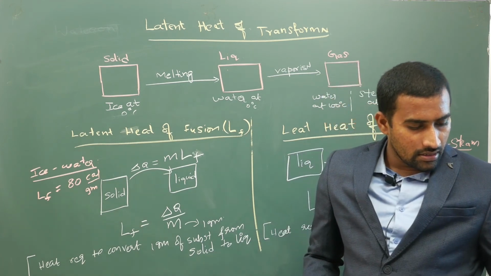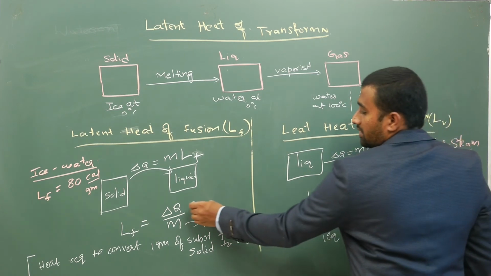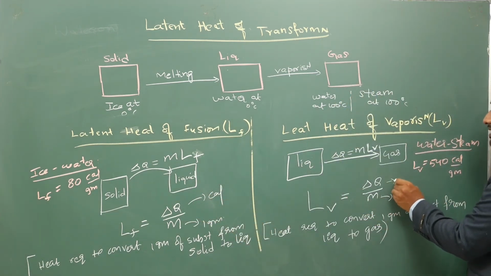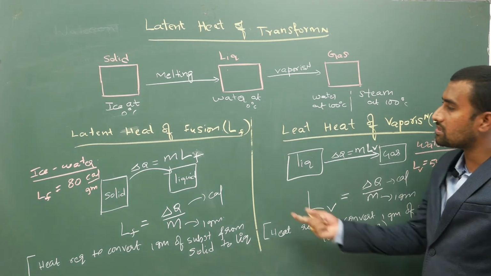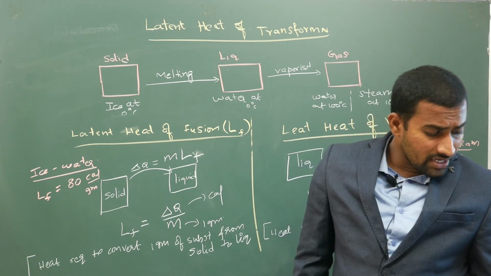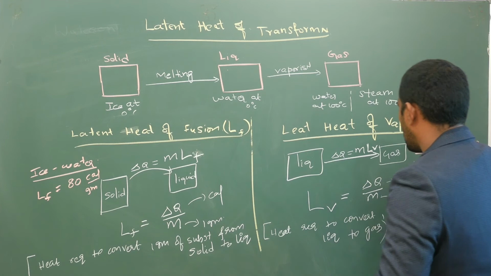And your units, if you look at this, the unit is calorie per gram here, and here also it is calorie per gram. SI units are joule per kg. Now we will try to do a simple question. Come on, take the screenshot.